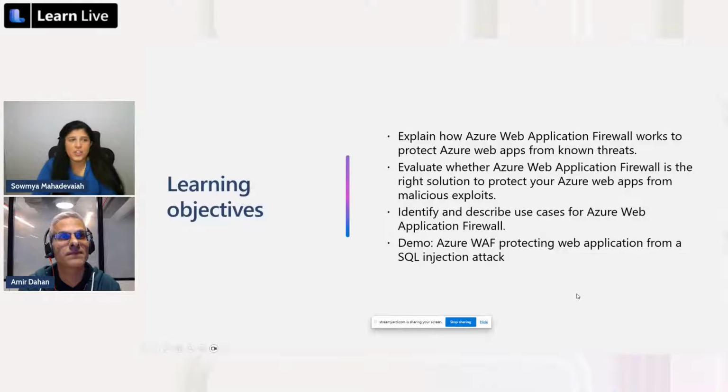So in today's session, these are some of the learning objectives. First of all, we will understand what Azure Web Application Firewall is, some details about the Azure WAF. We will look at some use cases which will describe whether this Azure WAF is the right solution for you. And finally, I will describe a demo which shows how Azure WAF protects your web application from a SQL injection attack.